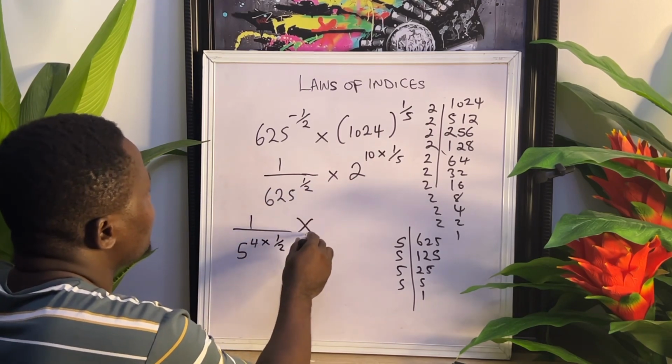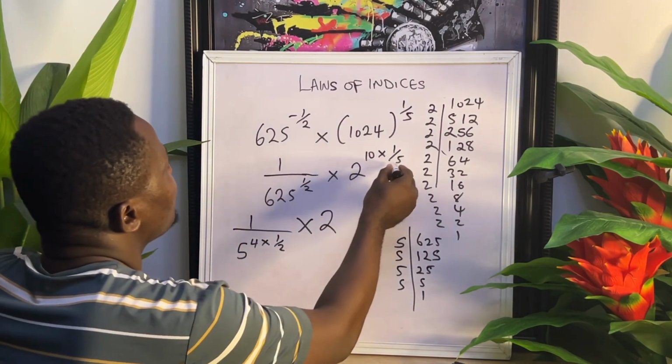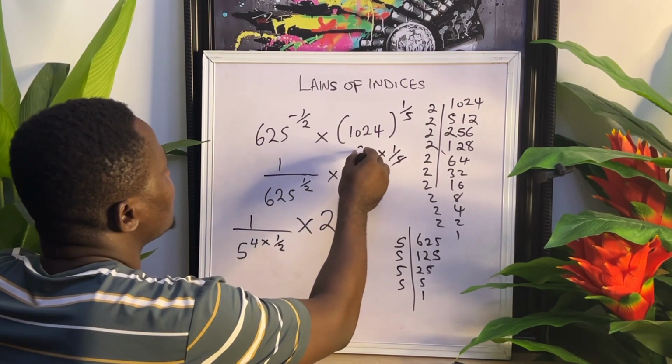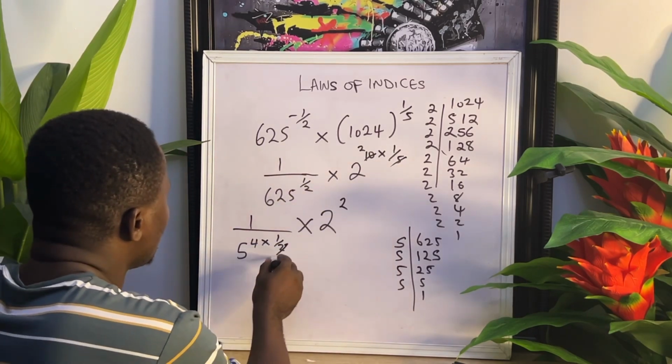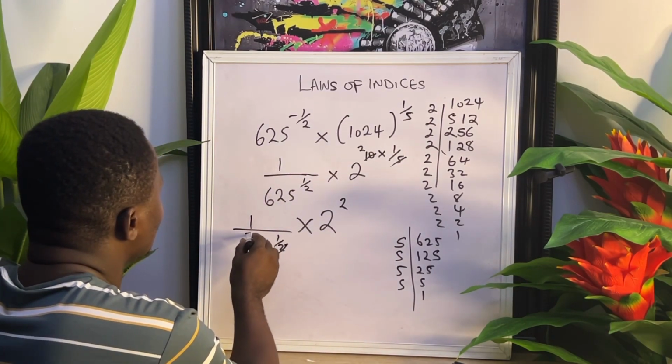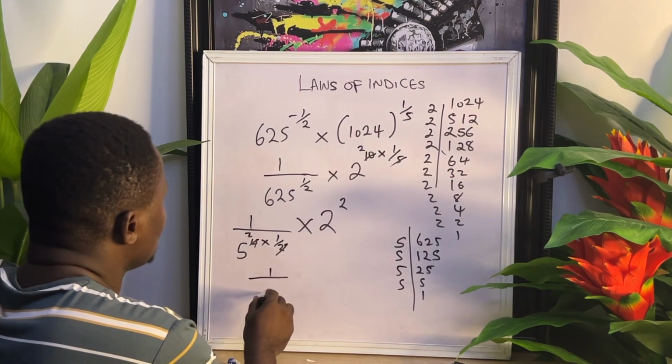And everything here is multiplied with 2 raised to power. 5 cancels itself to cancel 10, and that is 2. 2 times 1 is 2. That is 2 raised to power 2. 2 can go here and go here. That is 2. 2 times 1 is 2. And that is 1 all over 5 raised to power 2.